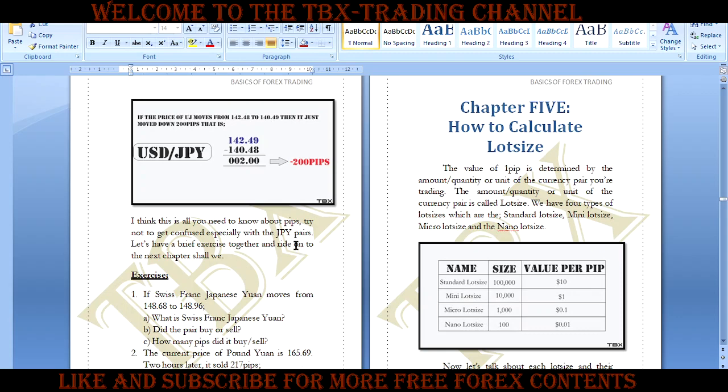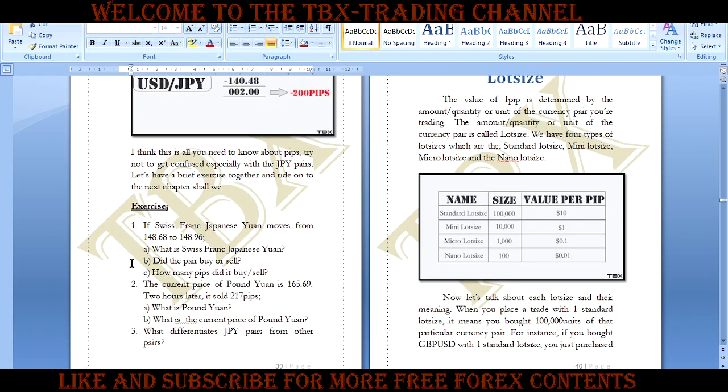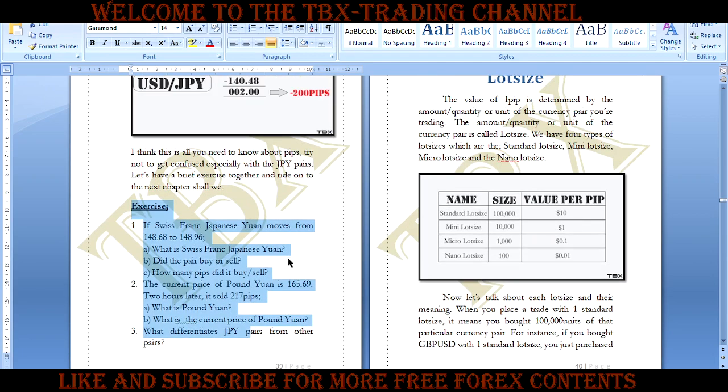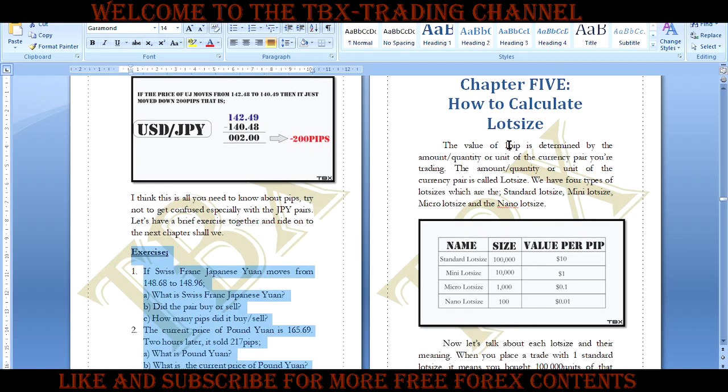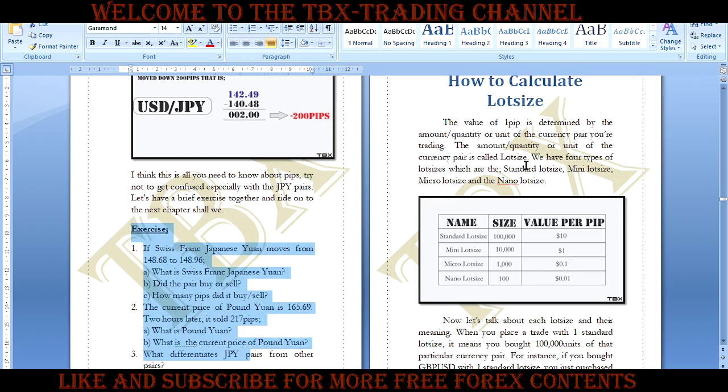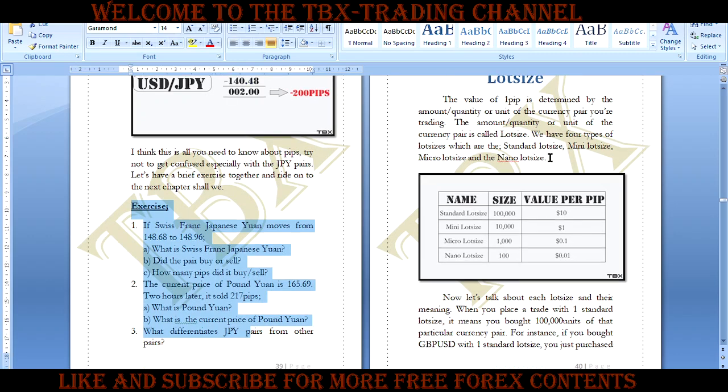There are also a lot of exercises here that you have to submit before the next class. So chapter 5, how to calculate lot size. The value of 1 pip is determined by the amount, quantity, or unit of currency pair you are trading. The amount, quantity, or unit of currency pair you're trading is called the lot size.